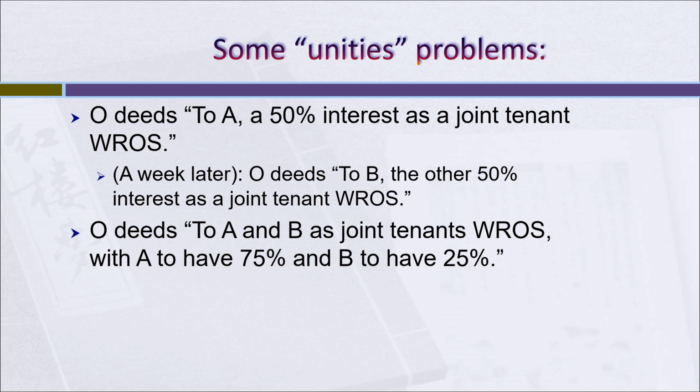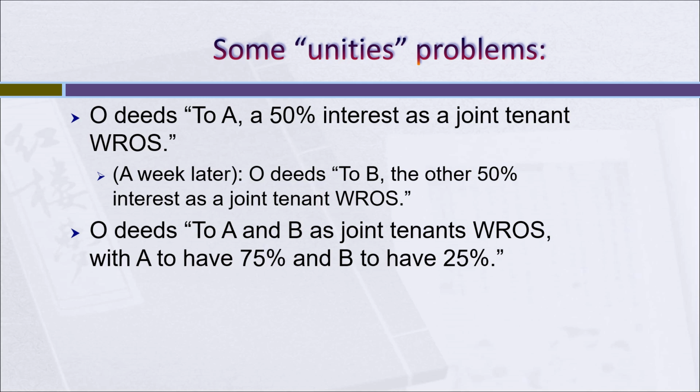Here's another example. O deeds to A and B as joint tenants with right of survivorship, with A to have 75% interest and B to have 25% interest. Well, the answer here is that they can't be joint tenants because they don't have equal shares. The unity of interest principle requires equal shares.